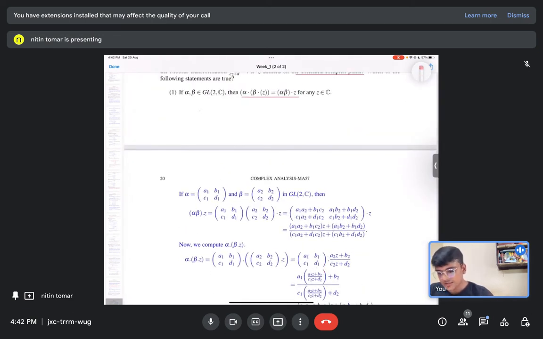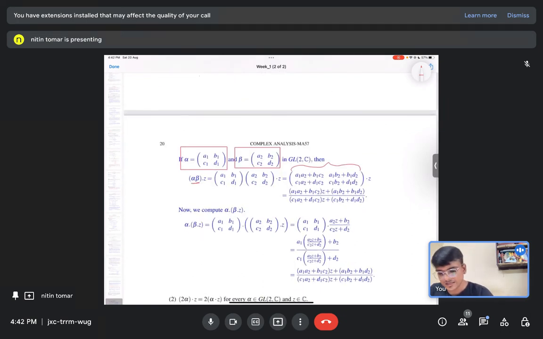So you check all these calculations. So what if my alpha is A1 B1 C1 D1 and my beta is this? You know how to multiply two matrices. So my alpha beta will be this matrix. Now how does Z act? How does this matrix act on Z?